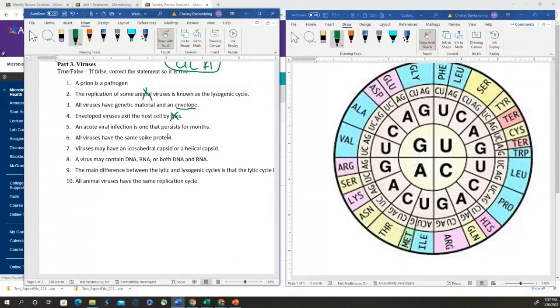All right, five, an acute viral infection is one that persists for months. True or false? 3, 2, 1, go. Good. It's false. What is it called? So we could change this. It's actually going to be a chronic infection. Persistent infection, actually, it can be called persistent or chronic. Normally, I'll use the word chronic, but some people do say persistent.